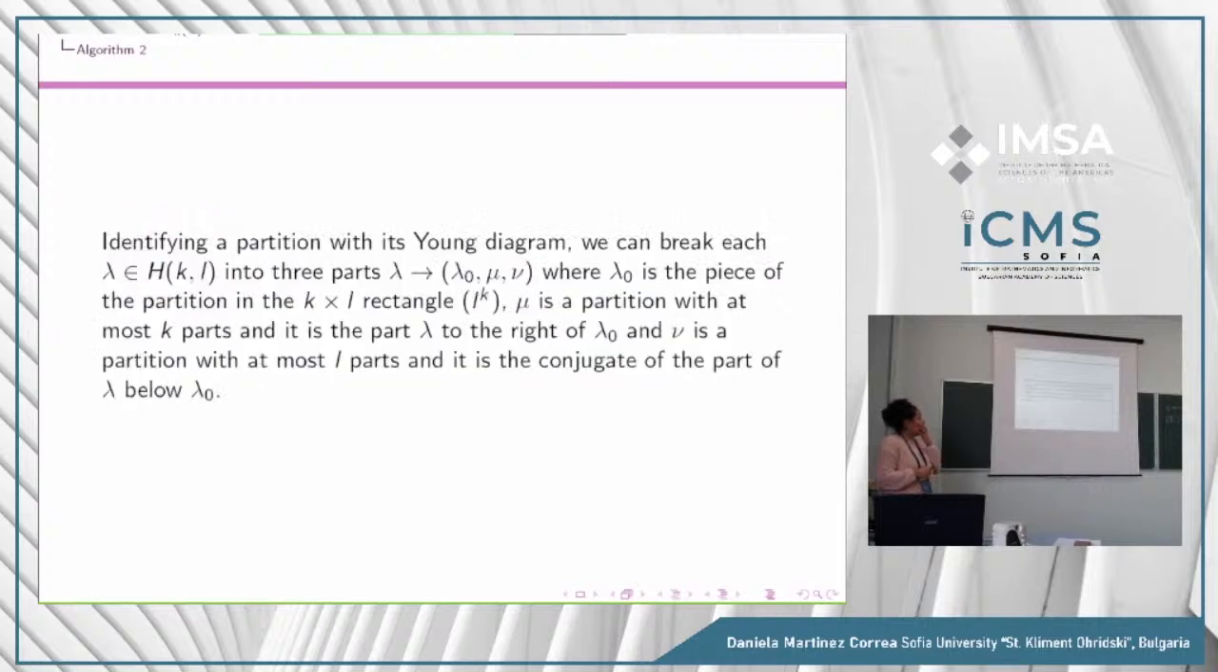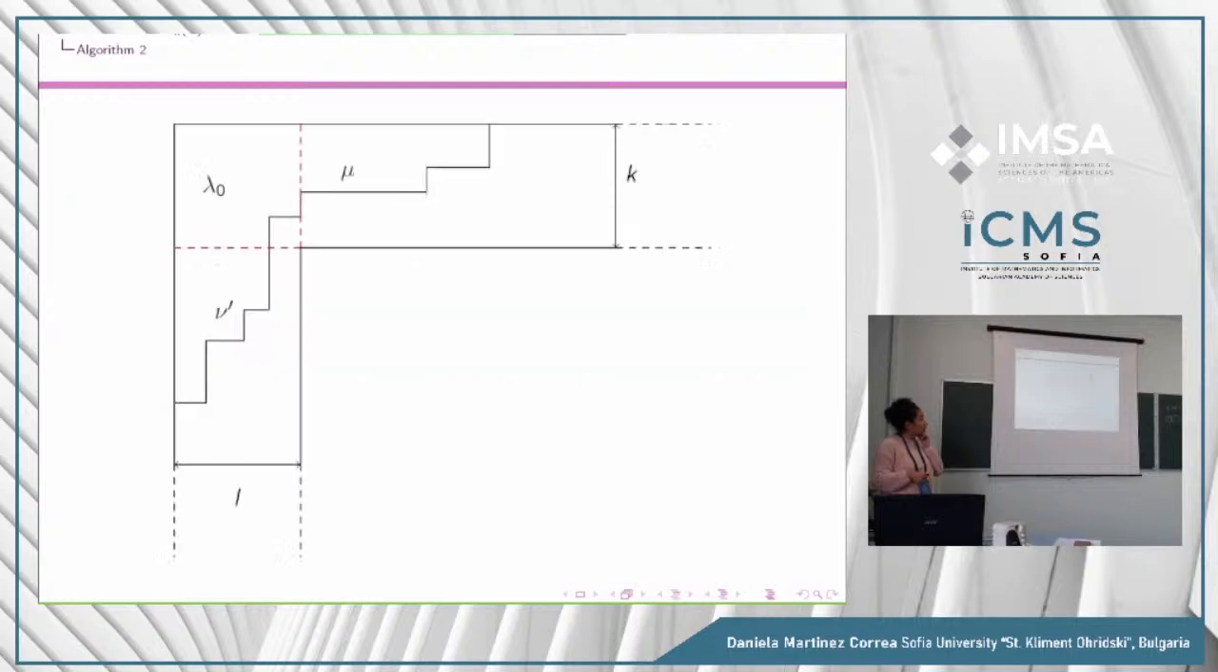For this, given a partition lambda in this cube, we break this partition into three partitions, lambda 0, mu, and nu, like that. Lambda 0 is the part of lambda contained in this rectangle. Mu is a partition that has at most k parts. Nu is the conjugate of such a partition, and has at most L parts.